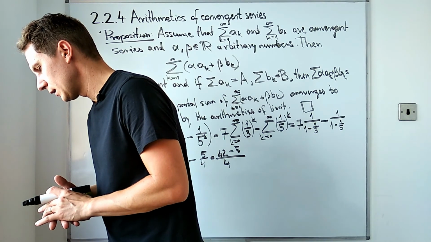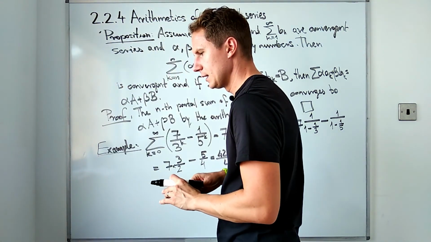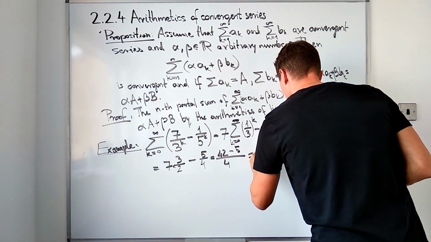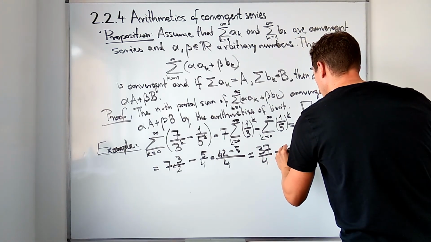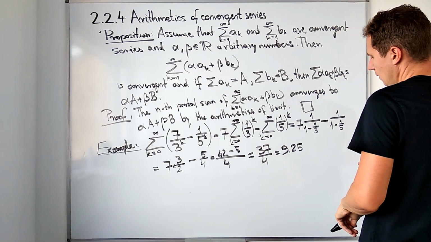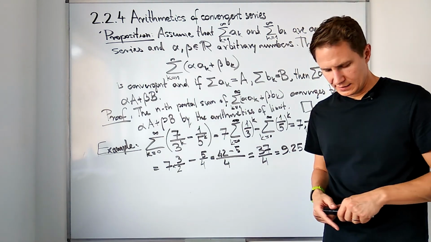37. That is supposed to be 37 over 4, yes. Okay, so this is the number we got. Well, if you want to express it in decimal expansion, you get 9.25. Okay, I hope you got this right, and I'll see you in the next one.